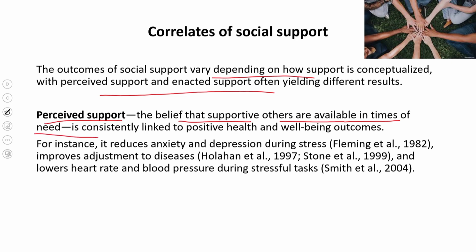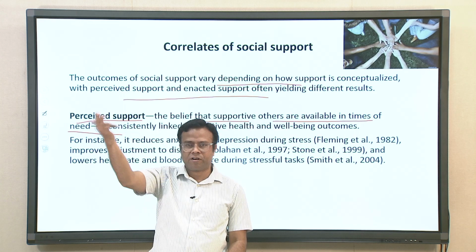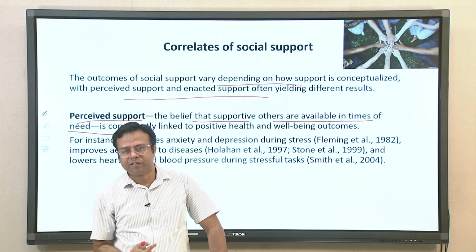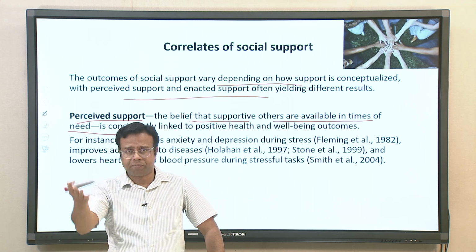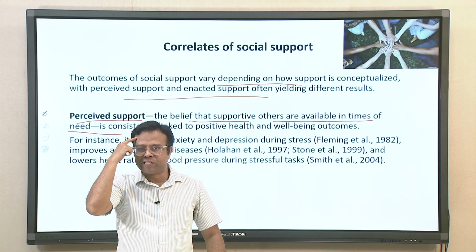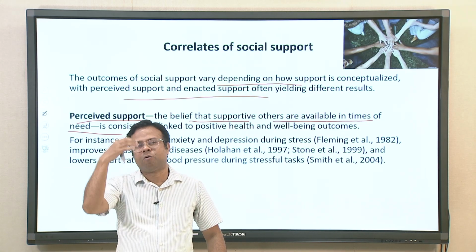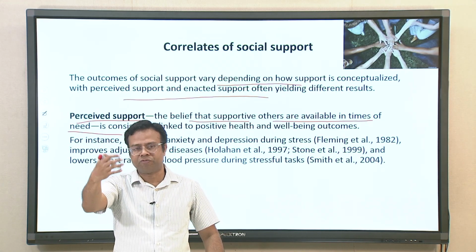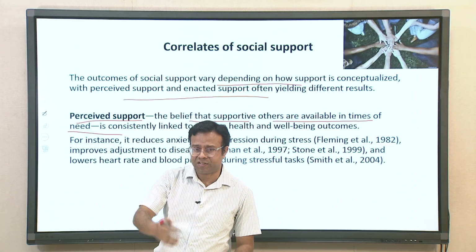So, you believe that there are some people, whatever number you have, who are available in the time of need. So, that is your perception. Whether you actually get it or not, that is the enacted support. But perception is about just your belief system, how many people you can count on when a need arises.